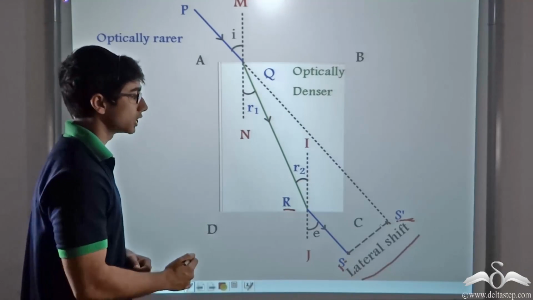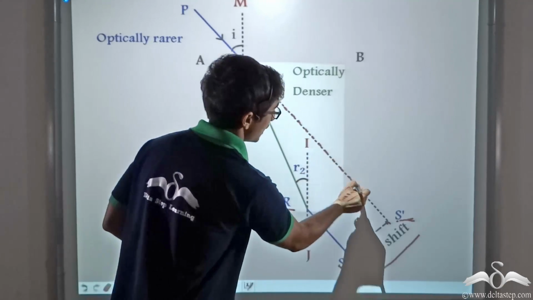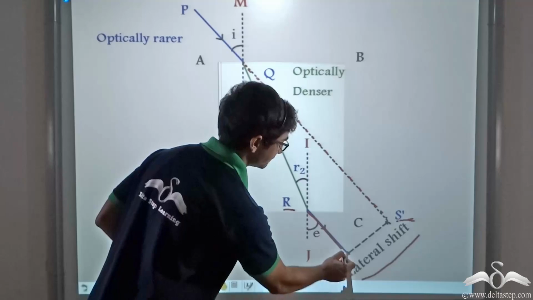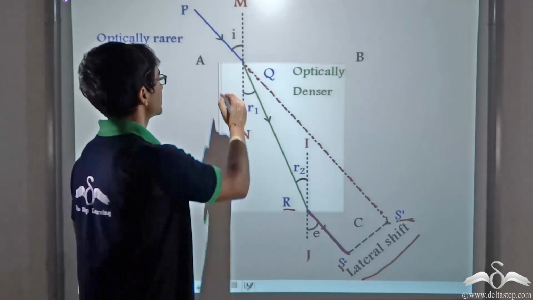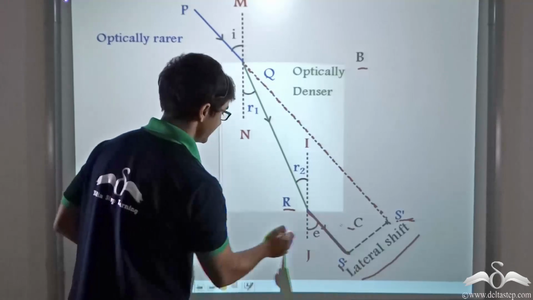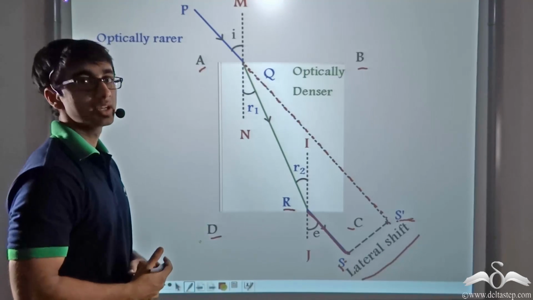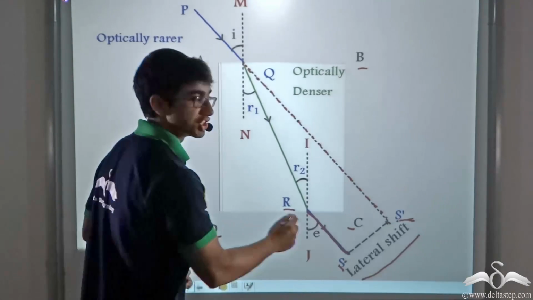You will be interested to learn that the incident ray, that is the path the incident ray was supposed to be taking, and the emergent ray are parallel to one another. This is happening because AB and CD are parallel to one another. It is a parallel-sided glass slab, and thus the incident ray is parallel to the emergent ray.